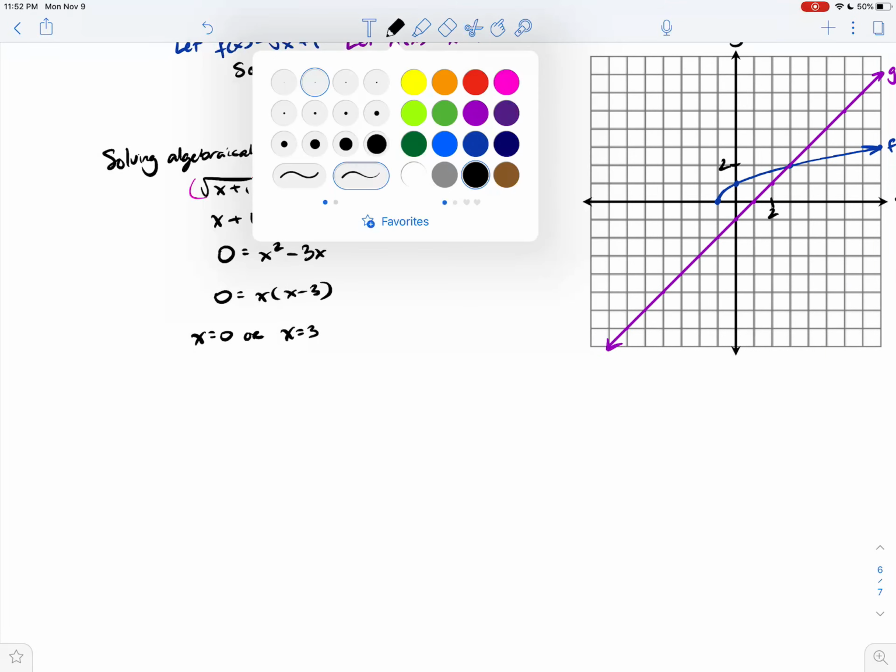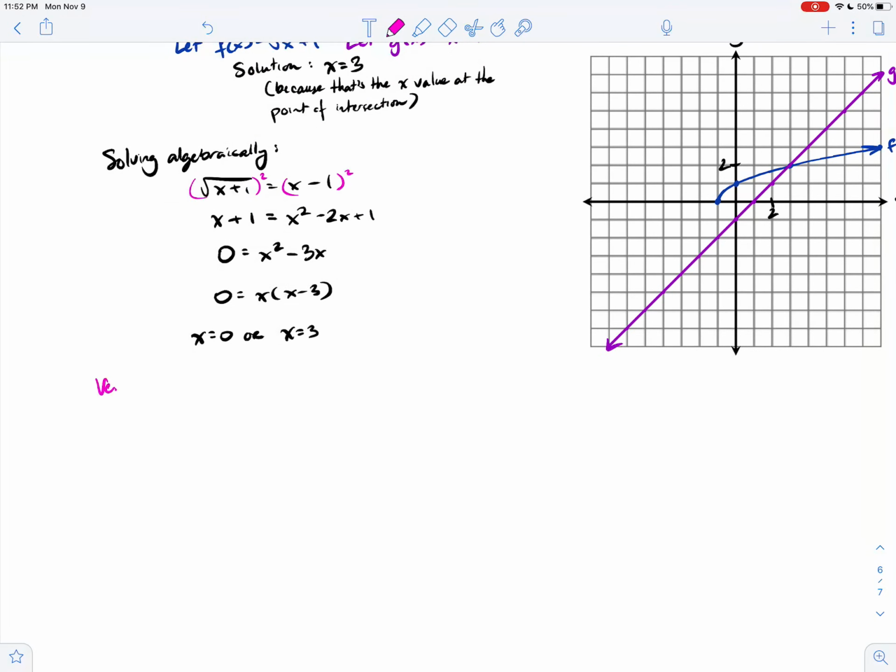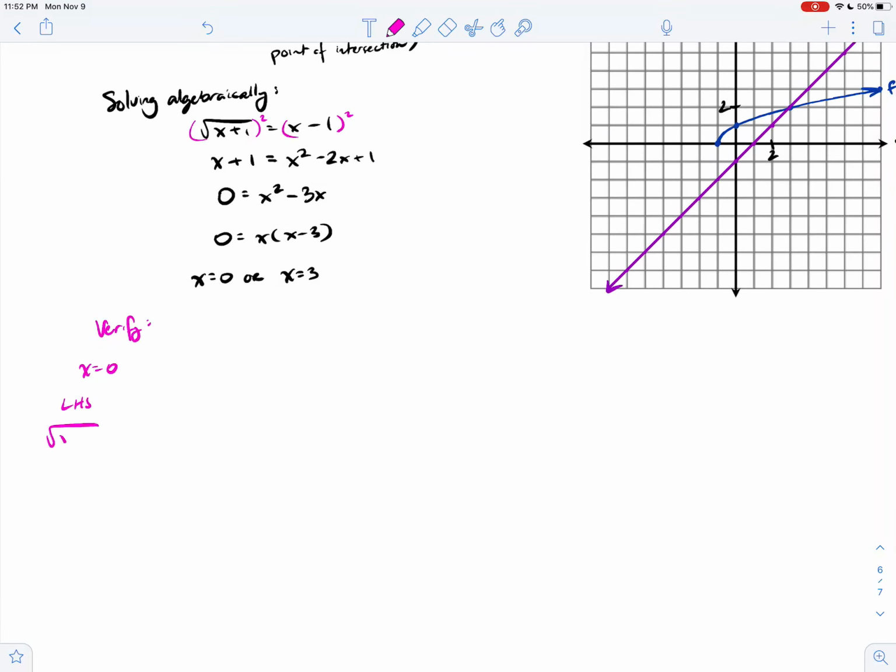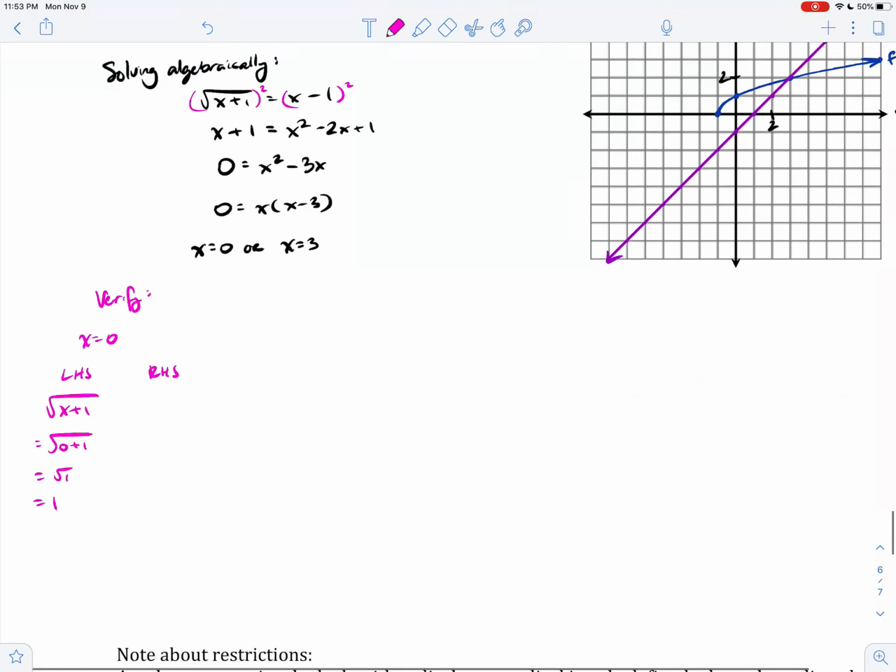And if we verify, let's verify x is equal to 0. Left side is root of x plus 1, which in this case is the root of 0 plus 1, which is equal to root of 1. And the right-hand side is x minus 1, which for this case is 0 minus 1, and that's negative 1. So left side does not equal right side. That's a hard no.